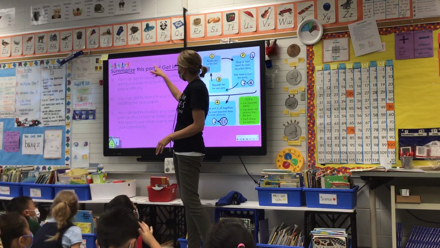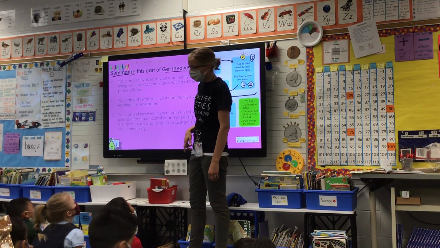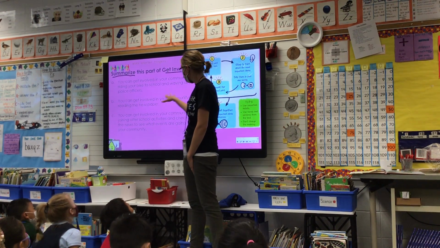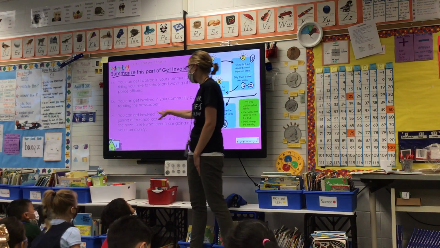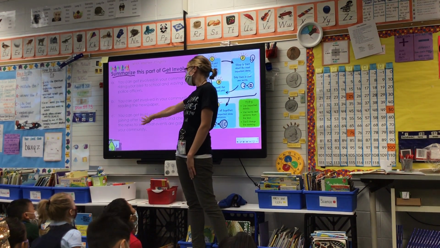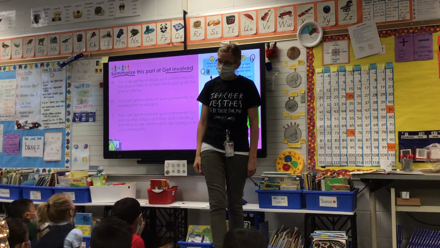Okay, look at our choices. First one says you can get involved in your community by riding your bike to school and waving at the police officers. The next one says you can get involved in your community by reading the newspaper. The last one says you can get involved in your community by joining after school activities and checking the news to see what events are going on in your community.